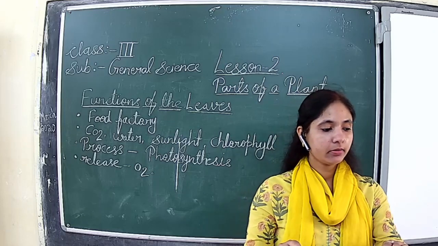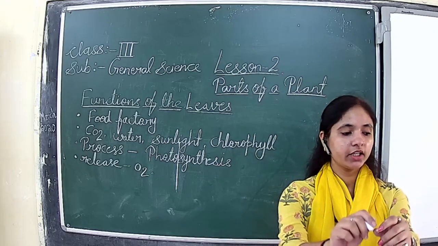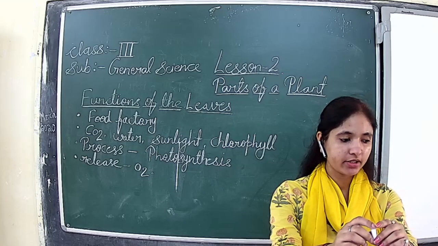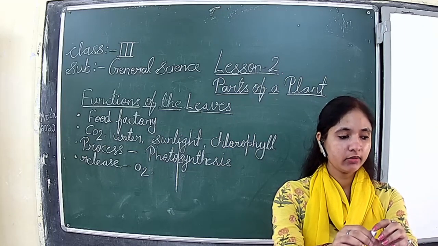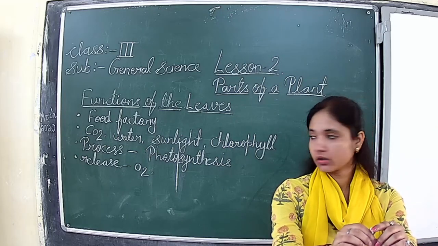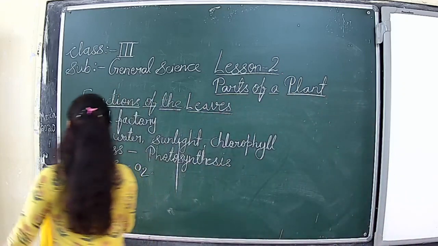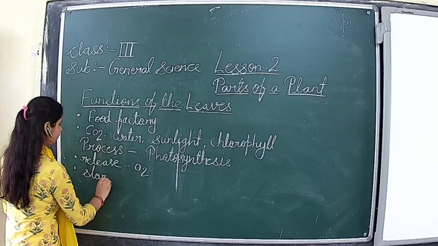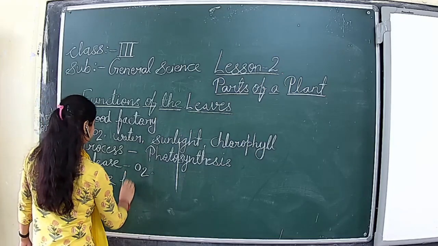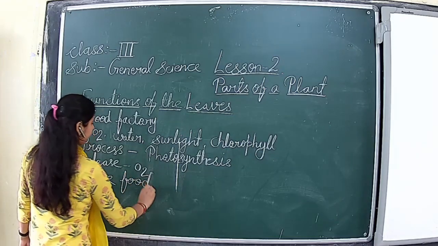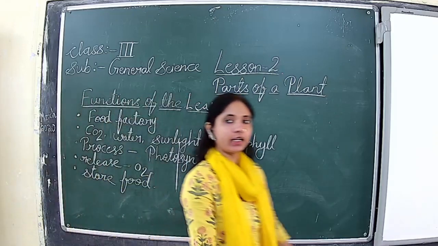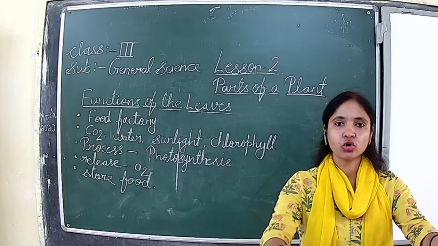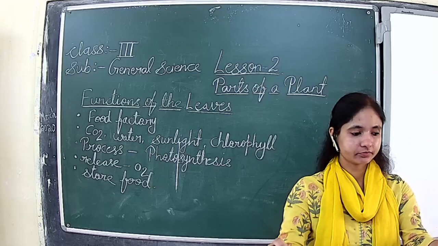Then, leaves of some plants store extra food, which we eat as vegetables. Examples are cabbage and spinach. So, leaves of some plants store extra food. They store extra food in them.